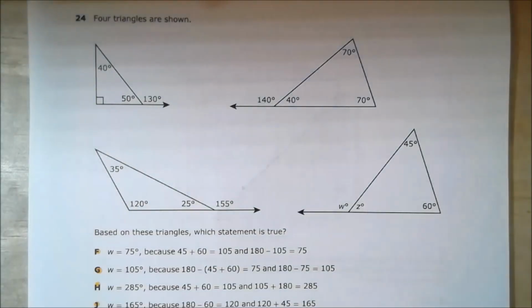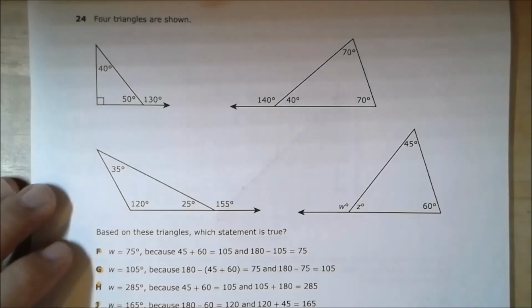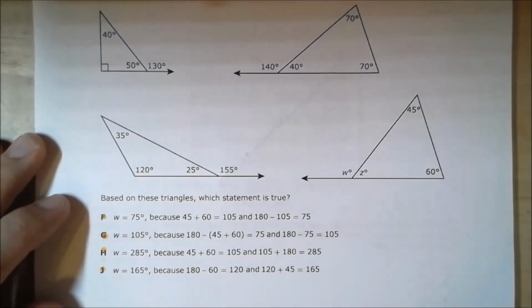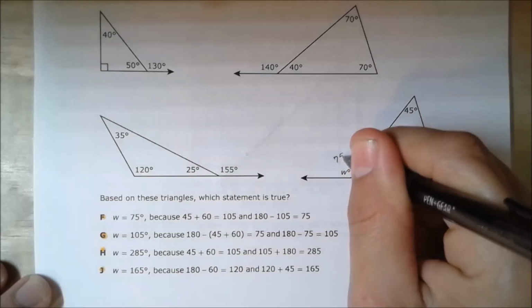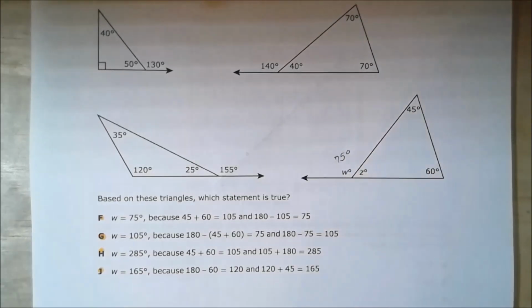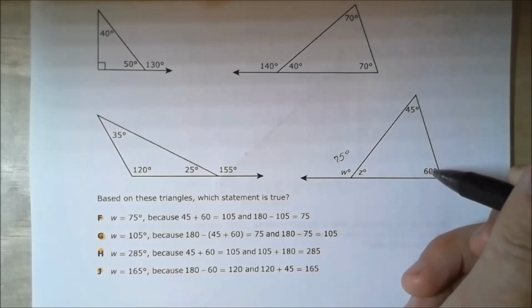On number 24, it says 4 triangles are shown. Based on these triangles, which statement is true? So let's take a look at all 4 statements and all 4 triangles. F says, W is equal to 75 degrees. So let's take a look at that. It's saying this is 75 degrees. We're going to see if that makes sense. And it says, because 45 plus 60 equals 105. Okay, so they got 45 plus 60, and that gives us 105. That's true.